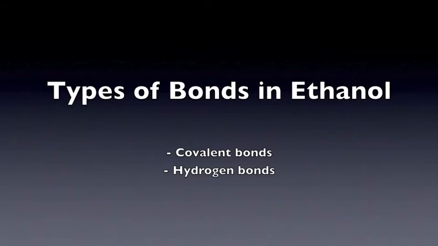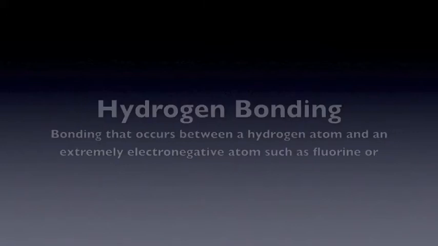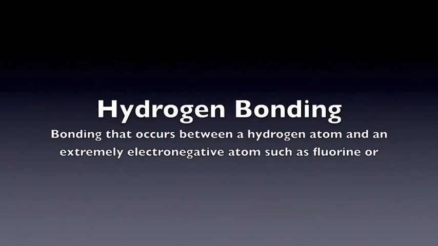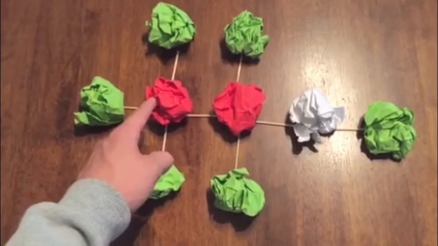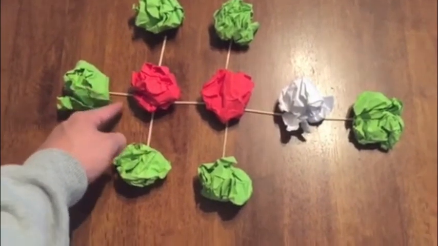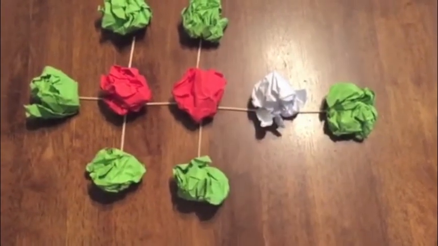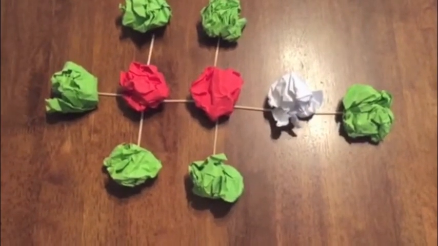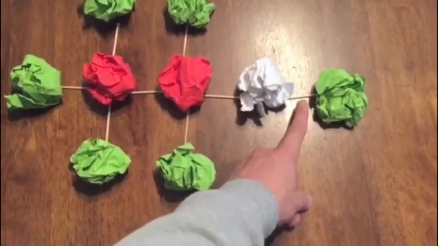Ethanol has two types of bonds, covalent and hydrogen. A covalent bond refers to how two atoms share at least one pair of valence electrons with each other. Hydrogen bonding requires a hydrogen atom sharing its electron with a highly electronegative atom, such as fluorine or oxygen. The bonds between the carbon and hydrogen atoms in ethanol are nonpolar covalent bonds. And the bond between the hydrogen and oxygen atoms is a hydrogen bond, which is polar.